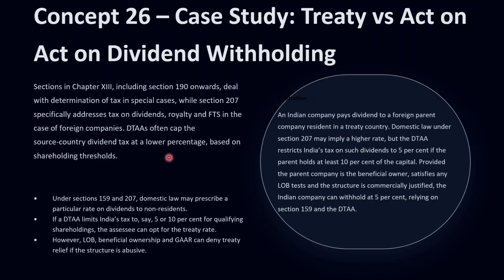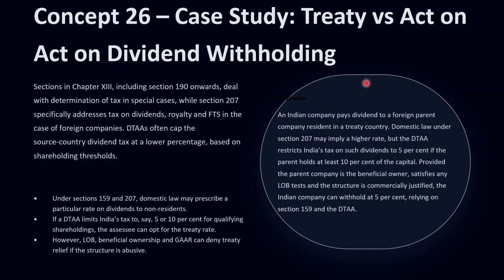The conditions are that the foreign shareholder must be resident in the treaty partner and also be the beneficial owner of the dividend. The next key condition is that the LOB clause in the DTAA must be satisfied. And the third condition is that GAR should not be triggered by an artificial holding structure that exists only to capture the benefits of the lower treaty rates.